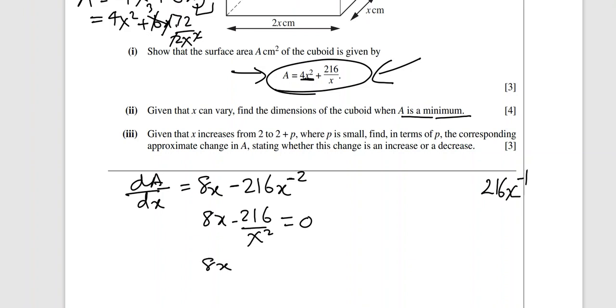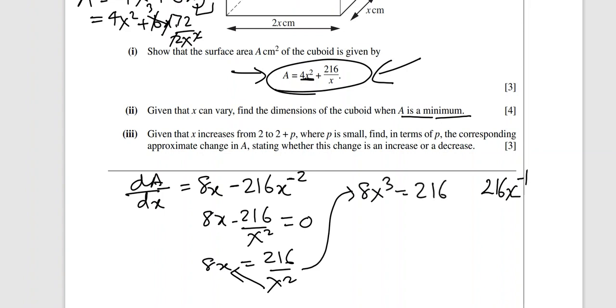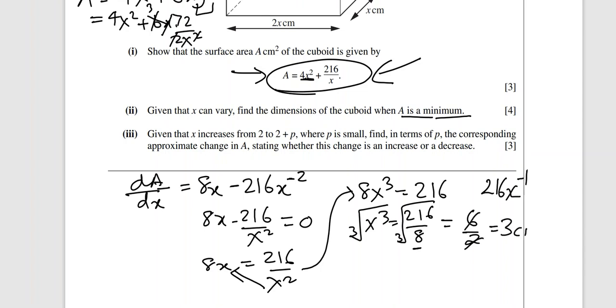So let's bring 216 to the other side, becomes positive. Since we want x, so we'll multiply this 8x with here. So 8x cube equal to 216. X cube equal to 216 over 8, cube root both sides. So cube root of 216 is 6, cube root of 8 is 2, and that is 3 centimeters. X is 3 centimeters. So they're saying find the dimensions.